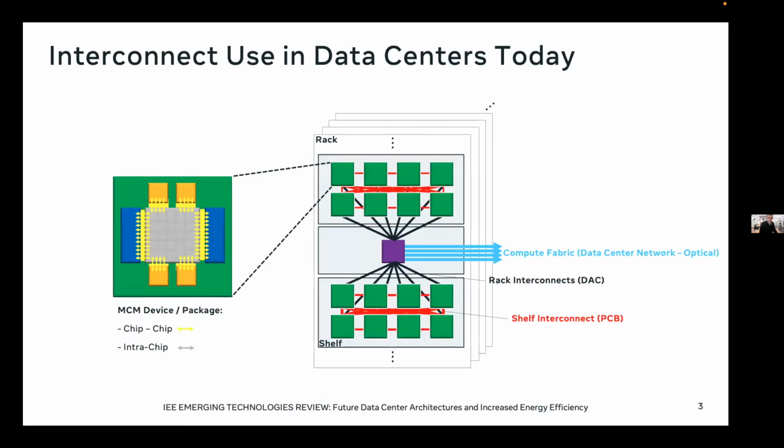Okay, so starting off, I wanted to just level set here and talk about how we use interconnects in the data centers today. And this is a very simplified cartoon diagram of where we see these different classes of interconnects. On the left-hand side here on my screen, this is a cartoon drawing of a multi-chip package that we might see today. The interconnects of interest within this package might be things that are intra-chip, shown by these gray arrows within a piece of CMOS.